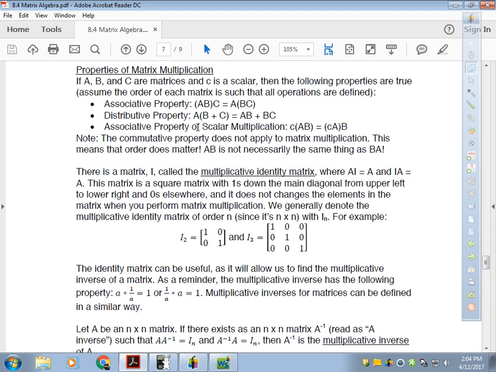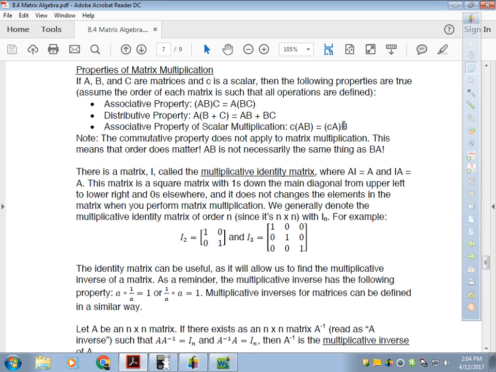Okay. Distributive property, if you have matrix A times matrix B plus matrix C, you can distribute the matrix A and you can get matrix AB plus matrix, it should be AC, not BC, it should be AC there. The associative property of scalar multiplication says if you have a scalar times a multiple AB, then that's the same thing as if you took the scalar times matrix A and then multiplied by matrix B. So you get the same result.